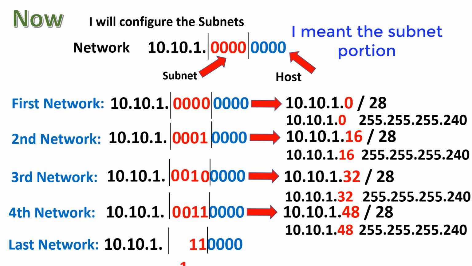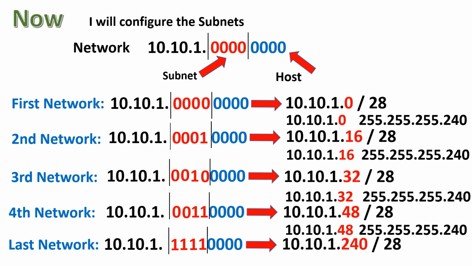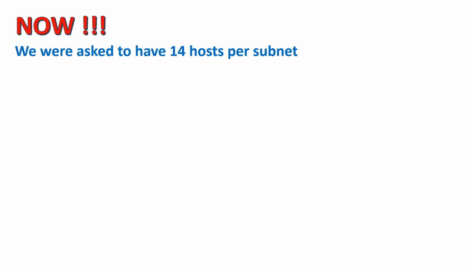And we need to do the last network. We fill the whole subnet portion with ones, 1 and a 1 and a 1 and a 1 here. And when we convert this from binary to decimal, this gives us 10.10.1.240/28, and subnet mask of 255.255.255.240.